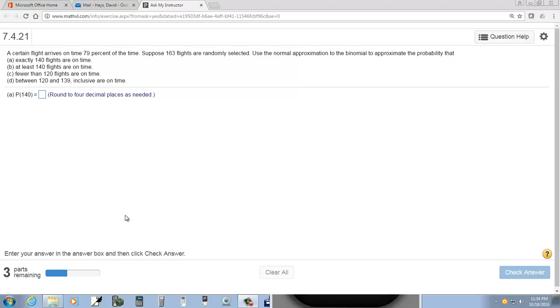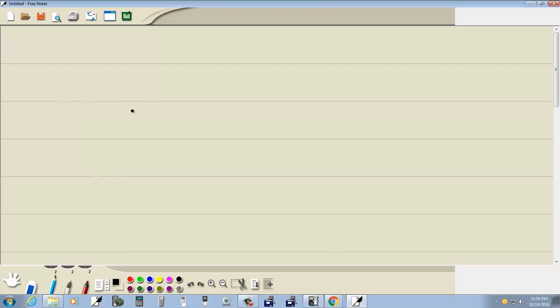Okay, let's take a look at this problem. So exactly 140 flights. So x equals 140. When we're saying x is equal to 140, then for the correction factor, we have to subtract 0.5. So we'll have 139.5. And we have to add 0.5. So this will be 140.5. When it's always exactly one case, you have to both add and subtract.